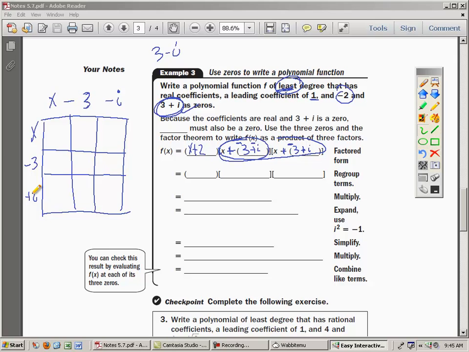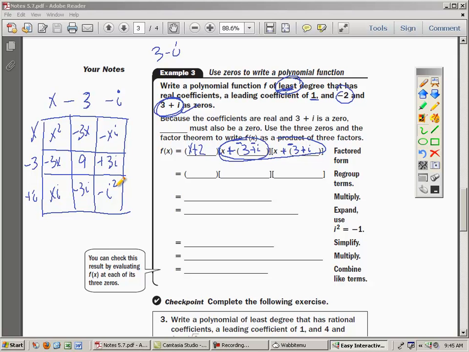Now let's just fill out our squares. x times x, x squared. x times negative 3, negative 3x. x times negative i is negative xi, or I could do ix, it doesn't matter. x times negative 3 is negative 3x. Negative 3 times negative 3 is positive 9. Negative 3 times negative i is positive 3i. x times i is positive xi. i times negative 3 is negative 3i. i times negative i is negative i squared.